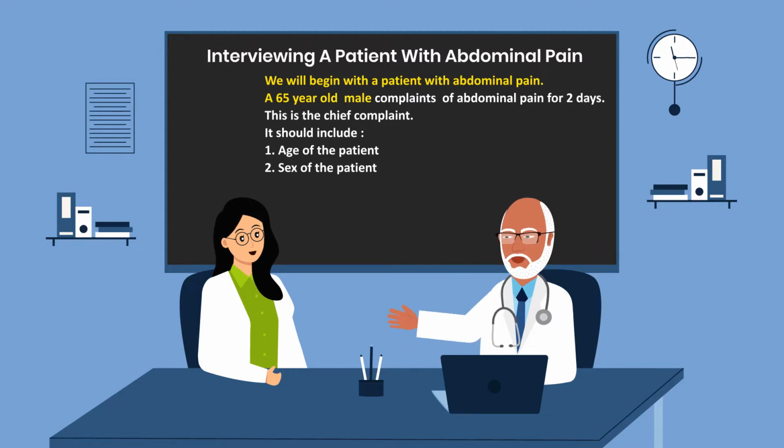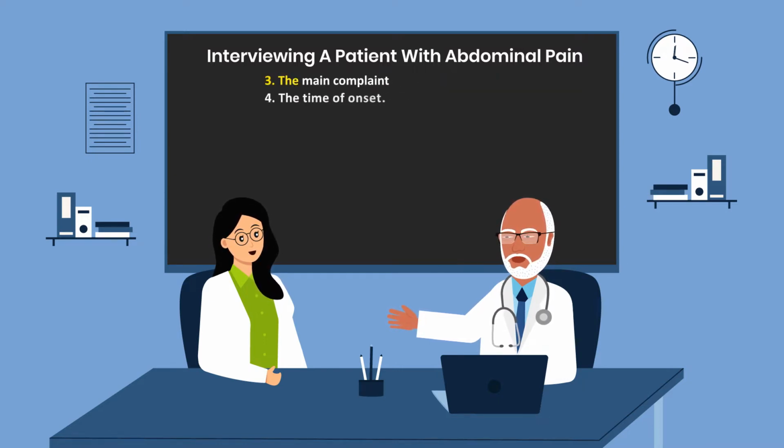A 65-year-old male complains of abdominal pain for 2 days. This is the chief complaint. The chief complaint should include 4 things. Number 1, the age of the patient. Number 2, the sex of the patient. Number 3, the main complaint. And number 4, the time of onset. So a 65-year-old male complains of abdominal pain for 2 days. All 4 components are there.